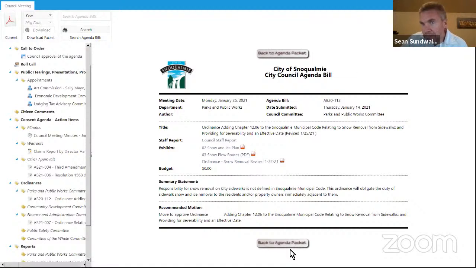1234. What is it? Yeah, sorry about that. Just a moment. Had a bit of distraction. 1244. 1244, adding chapter 12.06 to the Snoqualmie Municipal Code relating to snow removal from sidewalks and providing for severability and an effective date. All right, need a second, folks? Second. All right, I have a motion and a second to approve ordinance 1244 as stated by Councilmember Sunwell. Is there any member of the public that would like to comment on this item prior to council action?